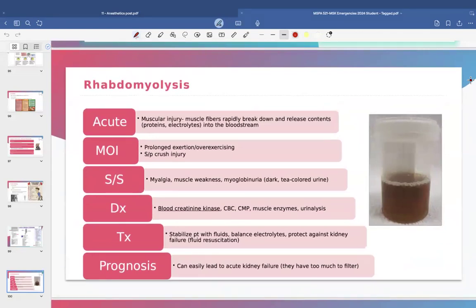Is CrossFit as big now as it was like years ago? Okay.